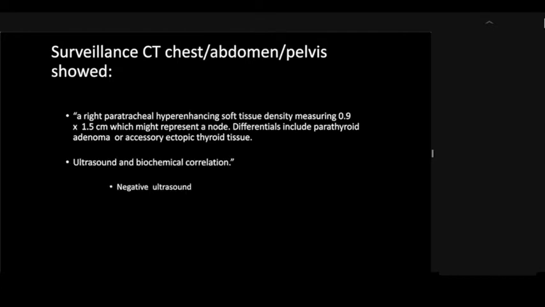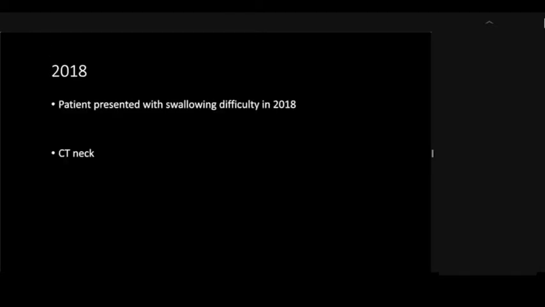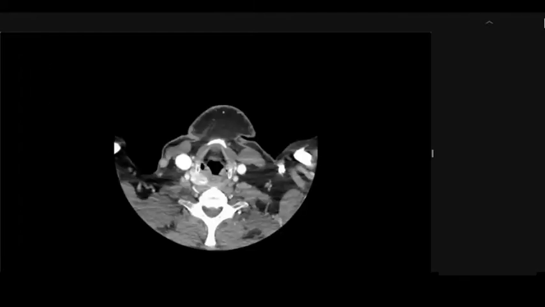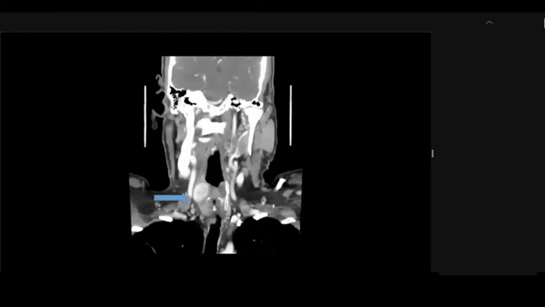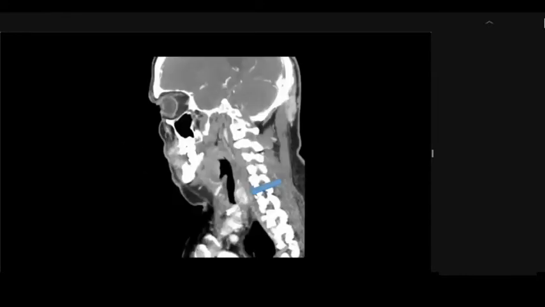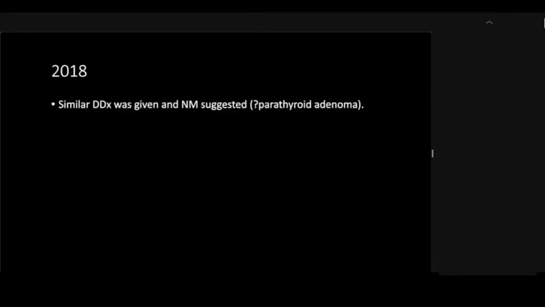An ultrasound was recommended, however, there were no findings on the ultrasound. Move forward 4 years later in 2018 when the patient presented with swallowing difficulty. Another CT neck was performed and demonstrated this enlarged, quite avidly enhancing lesion in the right retropharyngeal area, as seen on the coronal image here and on the sagittal image here as well. A similar differential diagnosis was provided, and a nuclear medicine study was suggested, thinking about parathyroid and thyroid tissue.